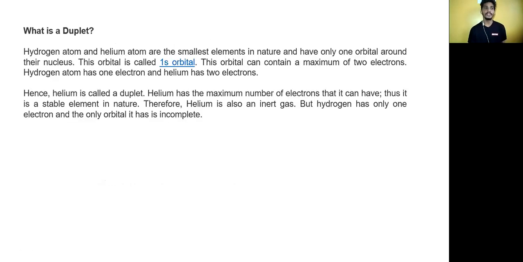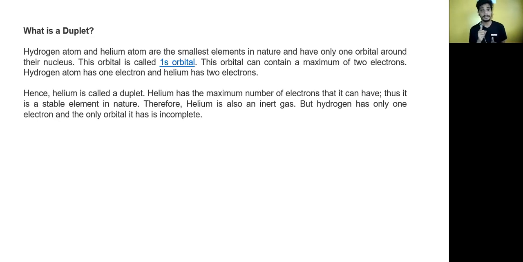The hydrogen atom and the helium atom are the smallest elements in nature and have only one orbital around their nucleus. This orbital is called the 1s orbital, or we can say the first orbit. This orbital can contain a maximum of 2 electrons. Hydrogen has 1 electron and helium has 2 electrons. In hydrogen only 1 electron is there, a unielectron. In helium there are 2 electrons, so helium is called a duplet because the maximum number of electrons that can be accommodated in the last shell is 2, and that's why it's stable.